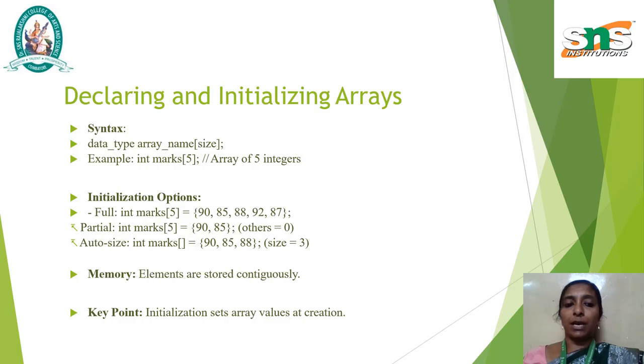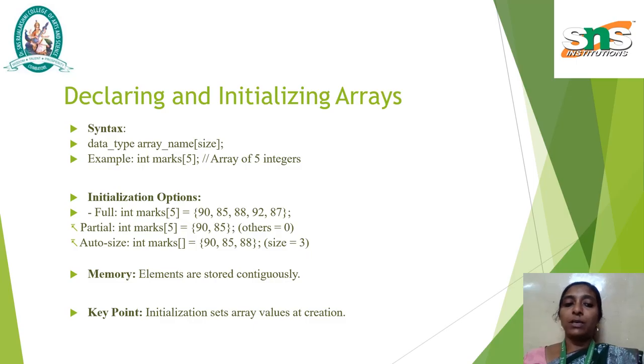Declaring and initializing an array. How can an array be initialized in C programming? Syntax: data type, array name, array size. The data type can be int, float, char, double, whatever we need to declare. The array name is like a variable name; the user can define whatever name they need. For the size, we declare how many values we can store in the single array. That is called declaring.